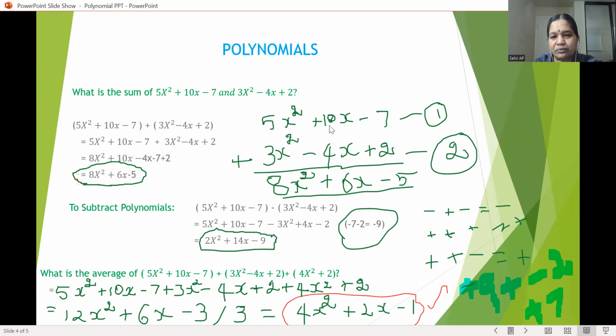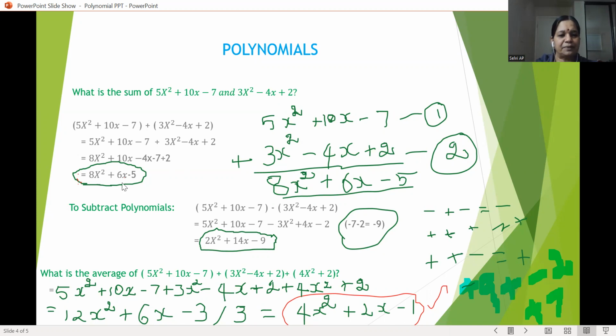Here you have to memorize this one. When you add a minus value to a minus value, you add the values, but you put the minus sign. When you add plus, it will be plus. With plus and minus, you have to put the sign of the larger number value in front of the answer. I will show this with some examples. So here we finally got 8x² + 6x − 5. This is the answer for this equation.